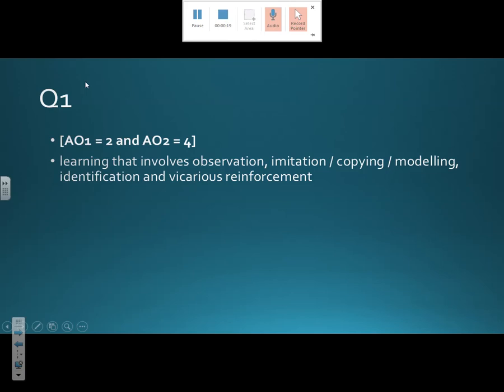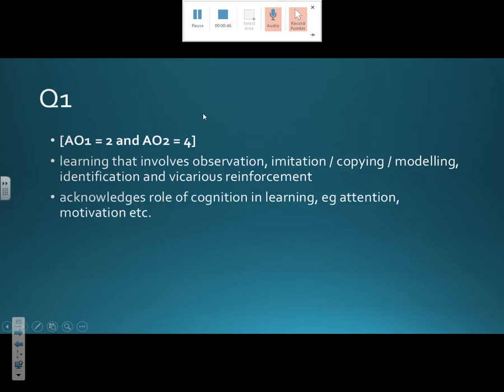So for the AO1, the 2 marks you get is if you made some reference to learning that involves observation, imitation, identification, vicarious reinforcement. So you need to mention learning. So you could talk about the idea that learning or behaviour is learnt through a process of observing and imitating role models that you identify with due to vicarious reinforcement. You don't need all of that, but just some reference to learning and how that process happens to get 1 mark. And then the second mark, you must acknowledge the role of cognition in learning.